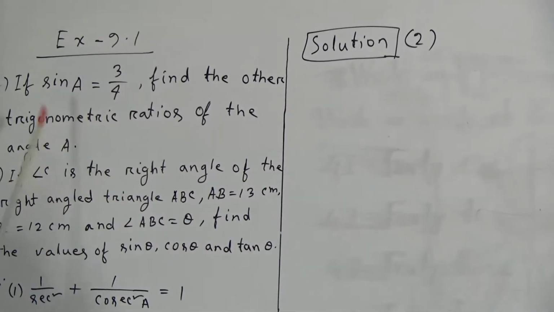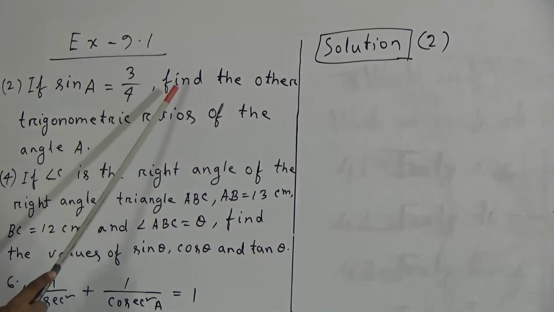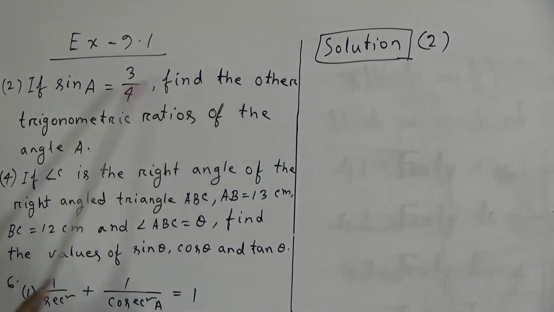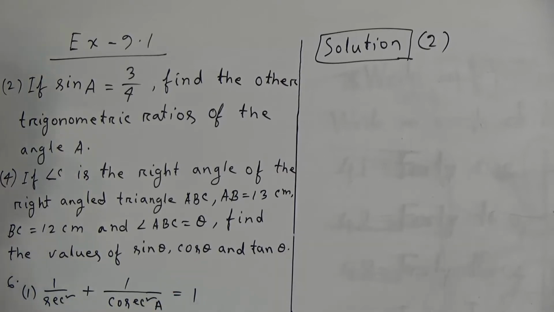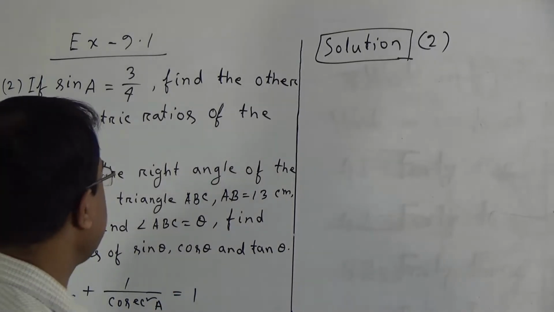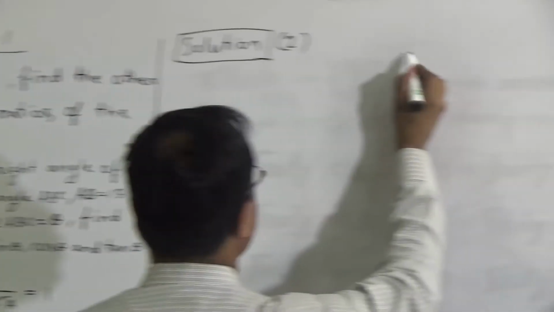Here, the question is, if sine A is equal to 3 by 4, find the other trigonometric ratios of the angle. Here, the ratio of sine is given 3 by 4, and we have to find out the value of cos A, tan A, cot A, cosec A and sec A. At first we will draw the figure. We will draw a figure of a right angle triangle.